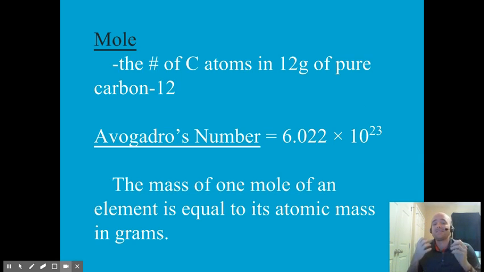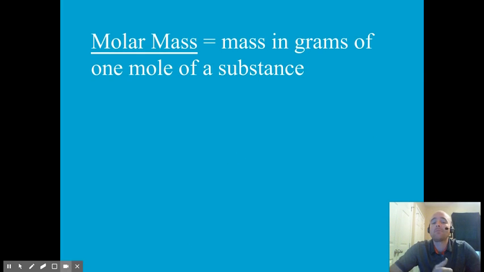So the mole is exactly defined as the number of carbon atoms in 12 grams of pure carbon-12. They chose the isotope carbon-12 because it's stable, and they chose carbon because it's abundant all throughout the Earth. Remember Avogadro's number, 6.02 times 10 to the 23rd, and also remember that the molar mass is the numbers below the element symbol on the periodic table. Remember that the molar mass is exactly the number of grams that are in 1 mole of that substance.